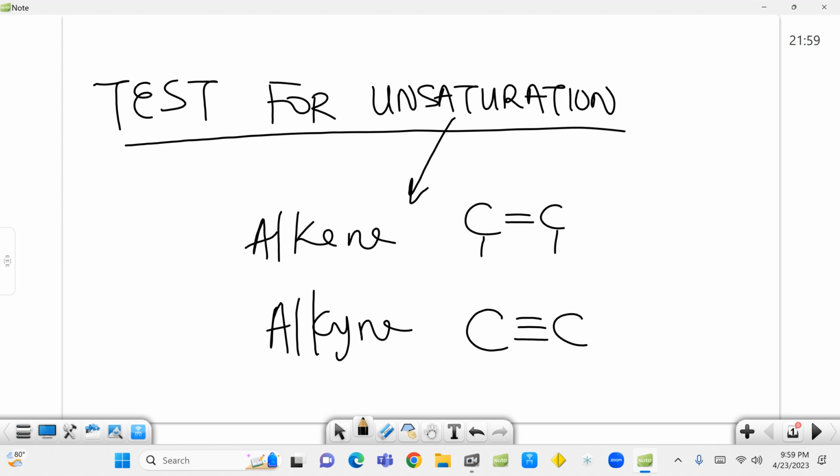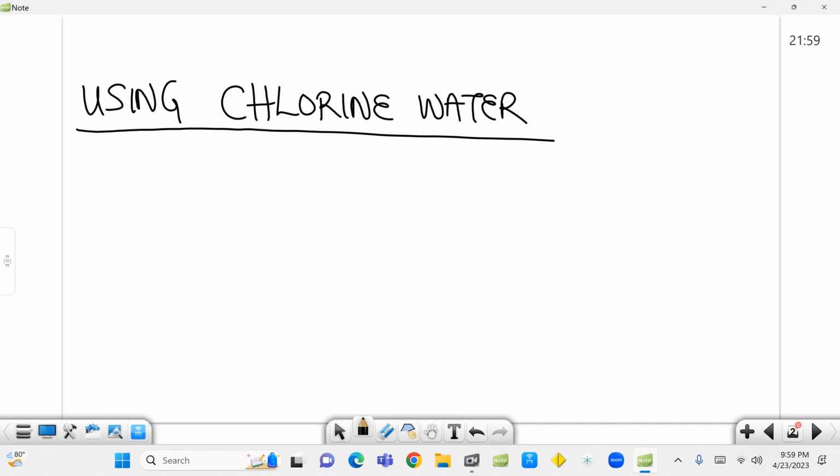So how do we show that a substance is an alkene or a substance is an alkyne? This actually leads us to test for unsaturation. These two substances are unsaturated substances. We can actually use this test to differentiate between unsaturated substances and saturated substances. All right, let's take the first test.